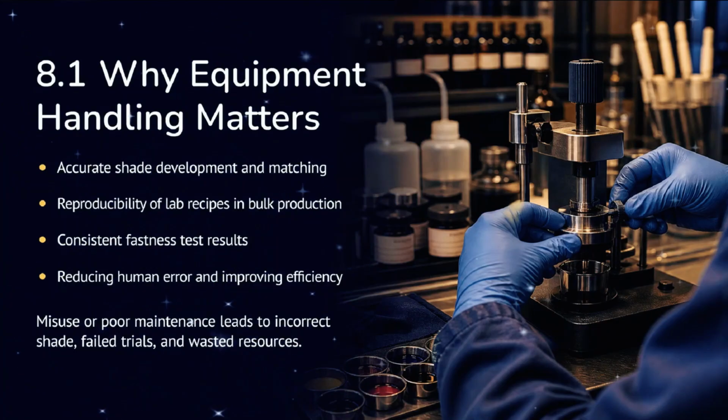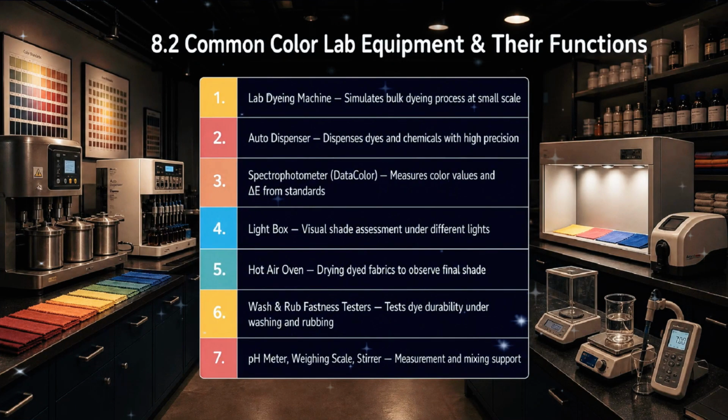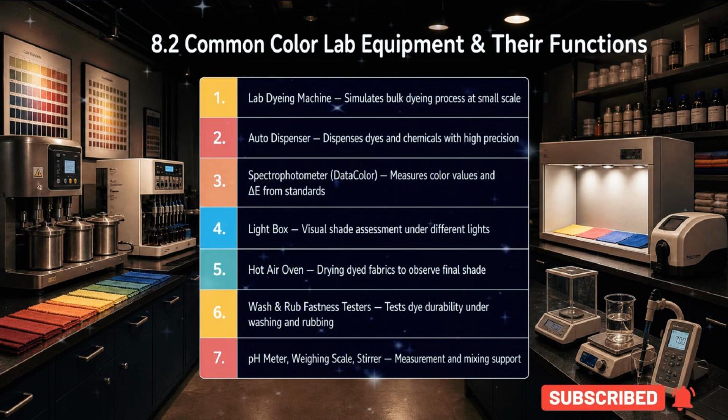Why does equipment handling matter? Proper management ensures accurate shade development, reproducibility in bulk production, and consistent test results. It also reduces human error and improves efficiency while preventing failed trials and wasted resources. A color lab relies on several key pieces of equipment, including dyeing machines, autodispensers, spectrophotometers, light boxes, hot air ovens, fastness testers, and essential measurement tools like pH meters and scales.